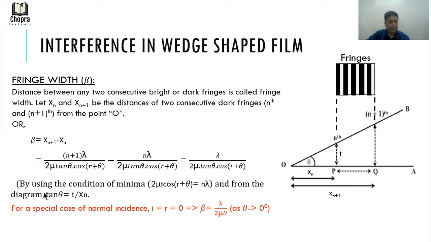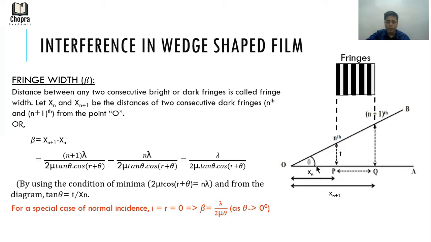So how do we do it in our case? We have just determined the conditions of maxima and minima. Let me use the simpler condition, which is the condition of minima, 2 mu t cos(r plus theta) equal to n lambda. It is very obvious that the film thickness is changing. So this is T, the thickness of the film for the nth fringe. Now this changes here, you can see. We will determine, using the condition of minima, the thickness corresponding to the n plus 1 fringe also.